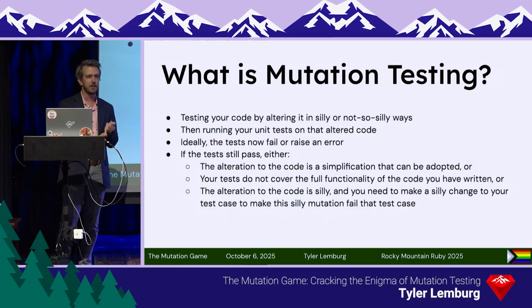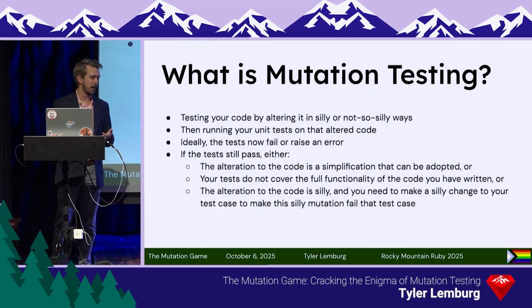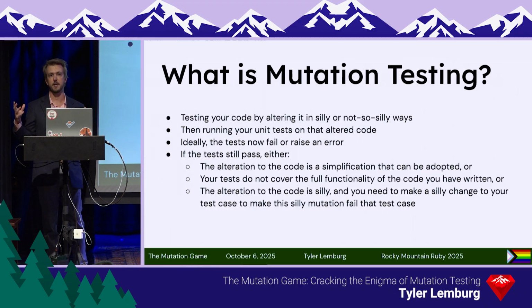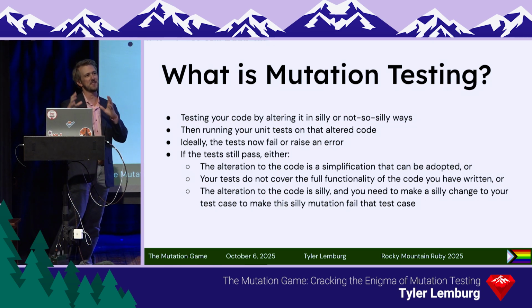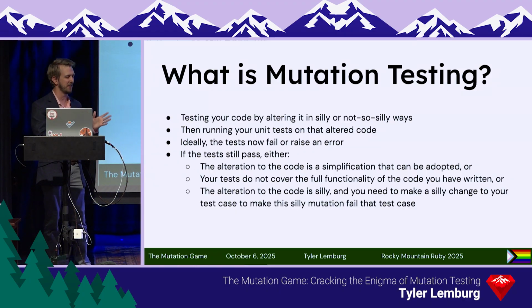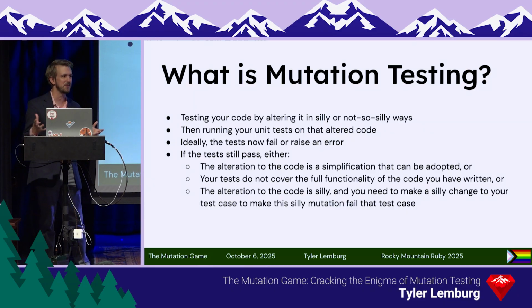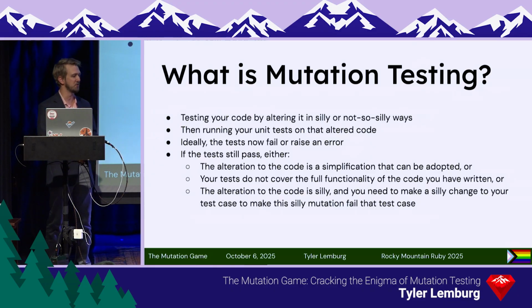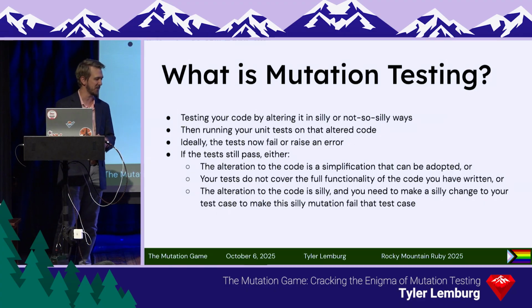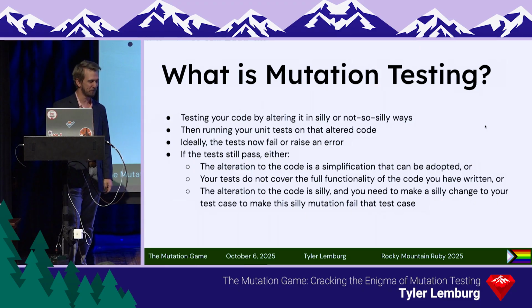Either the alteration to the code was a simplification that you can adopt and make your code simpler, or it's something more complicated where you need to have your tests cover more functionality. In other words, you wrote more code than you tested. Or lastly, sometimes the alteration that the mutation testing makes to your code really is a silly thing that you should not have to worry about. But you're playing a little bit of a game here because you want to get that 100% mutation coverage. It's kind of like a code coverage tool, so you're making some silly change to your code or your test case to make it work. There's always this frustration that goes with it sometimes.